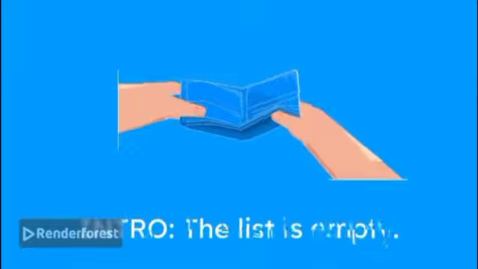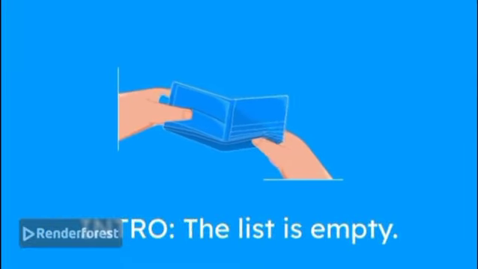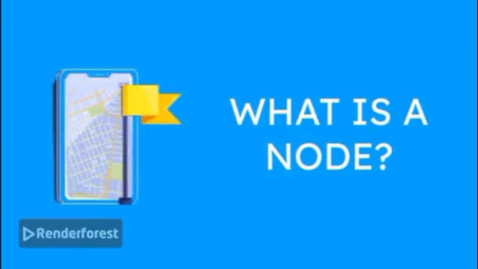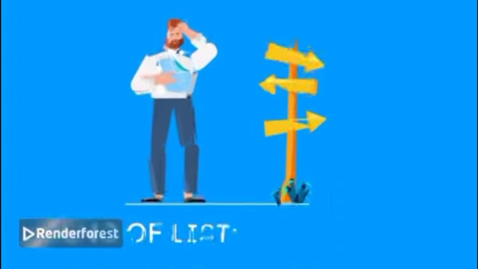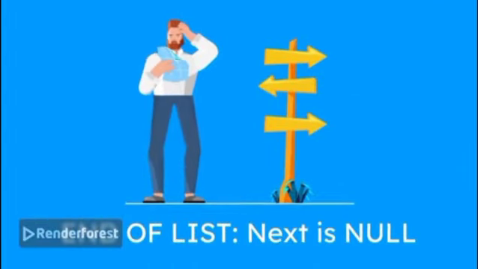At first, the singly linked list is empty, so head is null. Each car is a node. Every node has two parts, data and a next pointer. If there is no car after it, the next pointer is null.